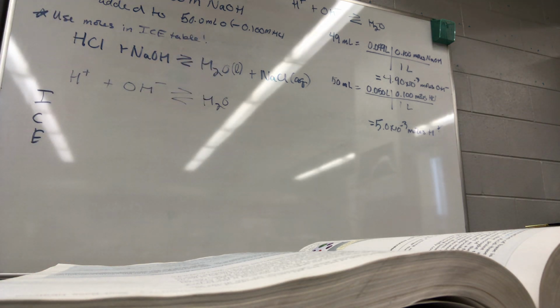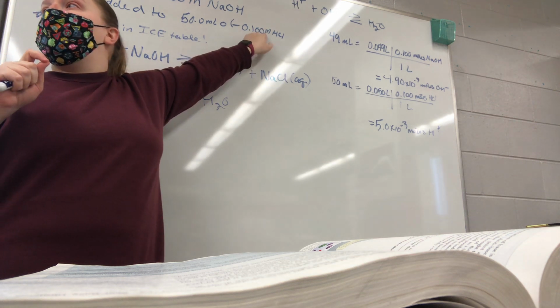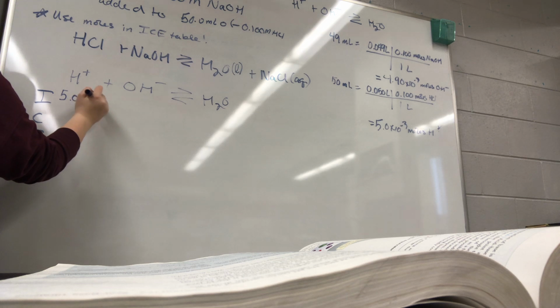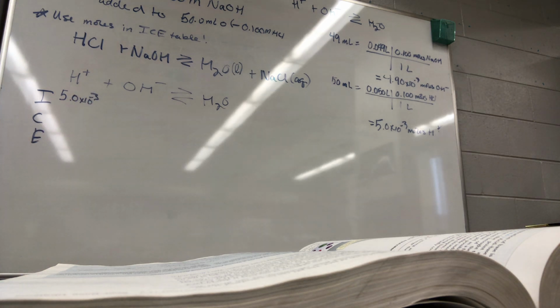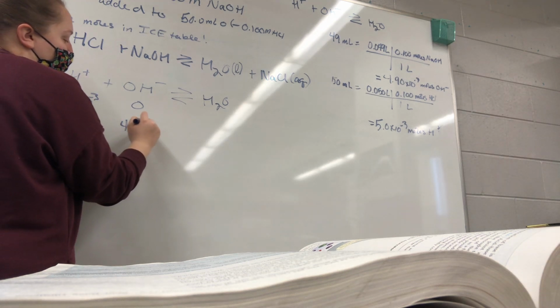All right, so now we have initial information, right? We're told we start with this 50 milliliters of 0.1 molar HCl in the beaker. So I'm going to put that concentration here. From there, we're told we're adding the 49 milliliters of NaOH. So there isn't any to start. But we do add some.